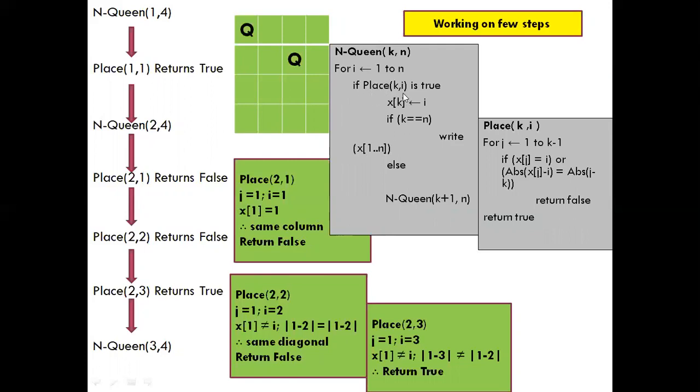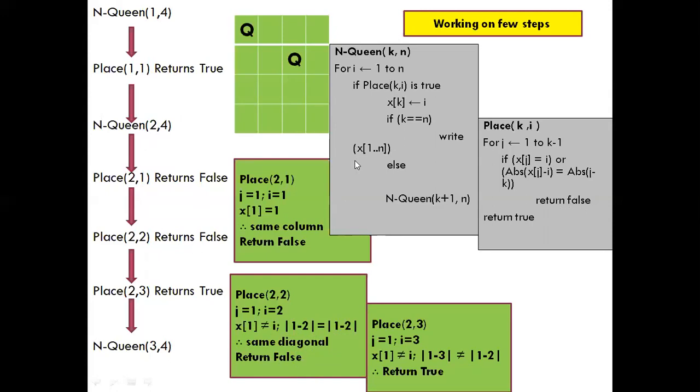So now the place function becomes place of 2 comma 2. 2 comma 2 is this. Again it should return false because they are in the diagonal position. Let's check for 2 comma 2. In this case your j is 1 and i is 2. This first condition gives you not equal to, but let's check the other condition. The other condition is absolute of x of j minus i. x of 1 is 1, and i in this case is 2, so absolute of 1 minus 2 is equal to absolute of j minus k. j is 1, k is 2, so 1 minus 2. Both are giving you 1. Therefore they are in the same diagonal, hence return false.